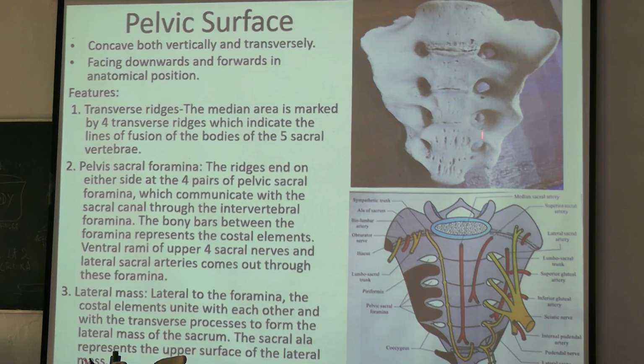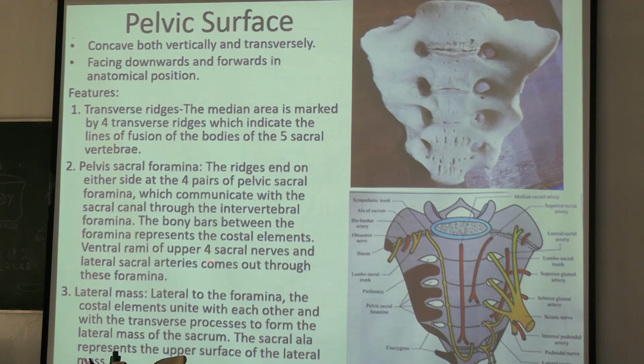There are pelvic sacral foramina. These are the four pairs of pelvic sacral foramina. The ridges end on either side at the four pairs of pelvic sacral foramina, which communicate with the sacral canal through the intervertebral foramina. The bony bars between the foramina represent the costal elements. See, these are the bony bars in between the foramina. They represent the costal element.